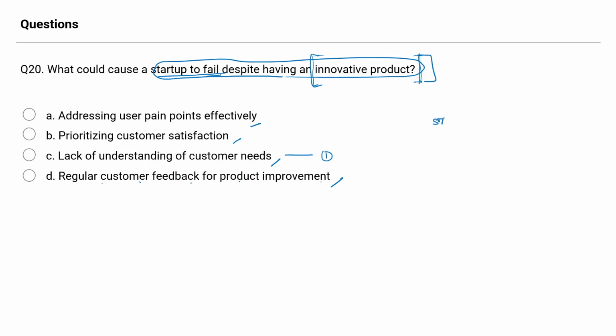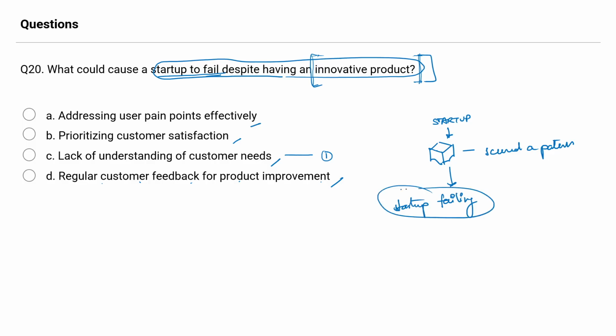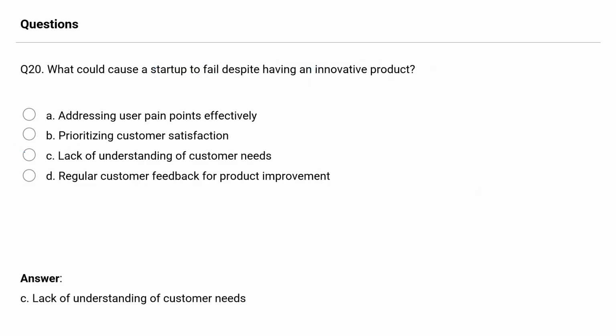So just imagine there's a startup. They have a very innovative product, probably so innovative that they have also secured a patent, which is an intellectual property, but the startup is failing. Why? Let's see the correct answer. The correct answer is option C, which is lack of understanding the customer needs.